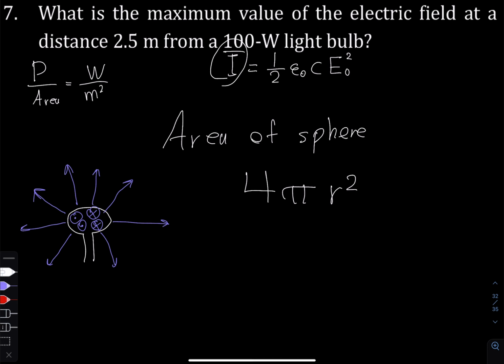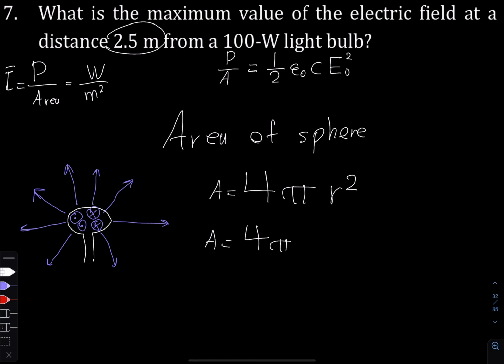Now this intensity is going to be equal to power over area. So we can rewrite this as power over area. So the way you find the area is by doing this, right? So we have a light bulb and it goes in all directions. We're told that the distance that we want to find the electric field at is 2.5 meters from the light bulb. So the radius in this case would be 2.5.